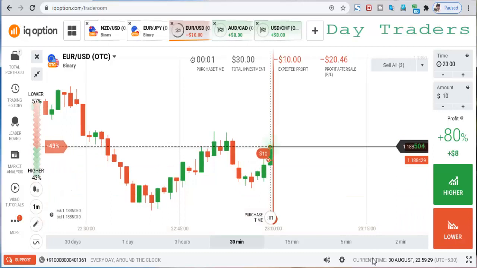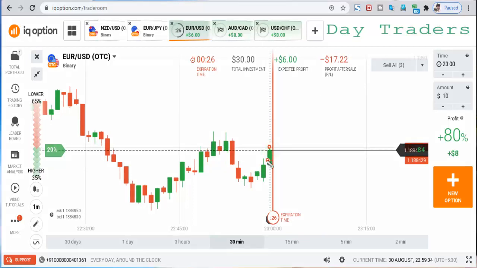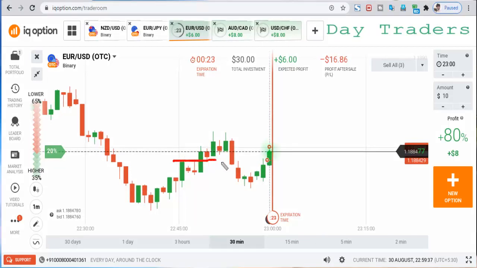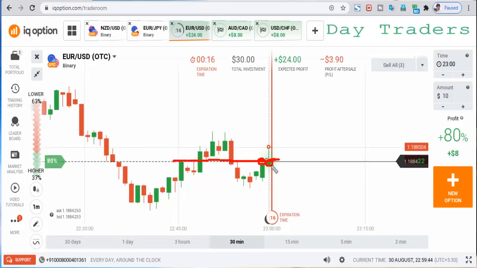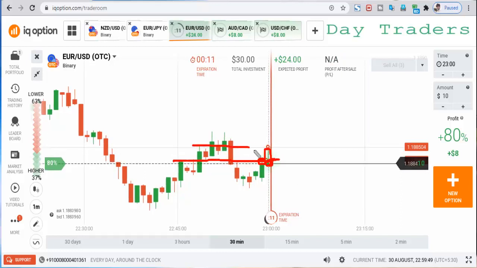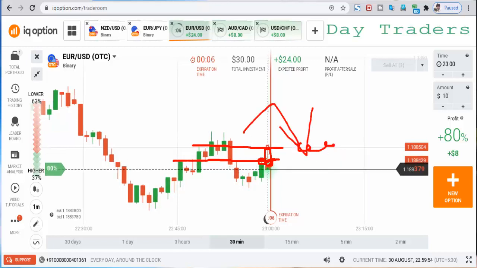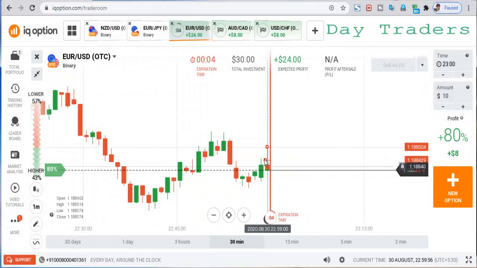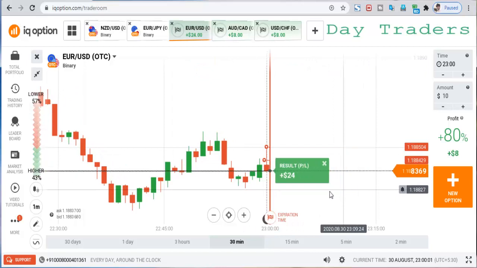Okay, I will place 2 trades with a lower option. Why? Because there is a sellers' area here, so this is a very strong rejection, so that's the reason I will place a lower option. But this is a very strong momentum, giving one more opportunity, and this is also a very strong sellers' area, and this is a round number, so that's the reason I will place a lower option. You can see a very strong sellers' entry. Okay, this is also a winning trade.